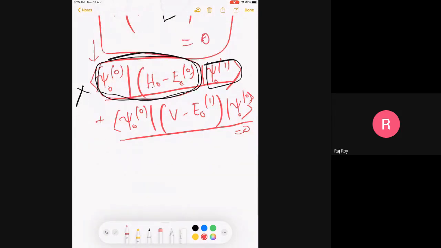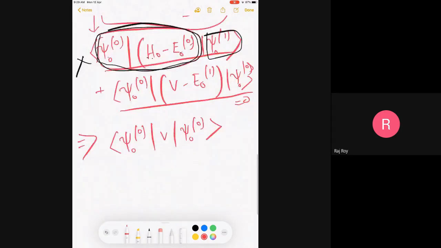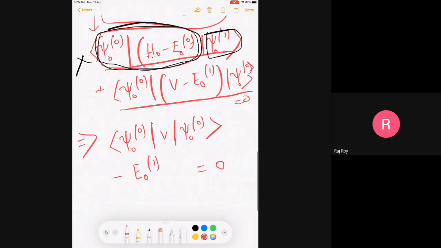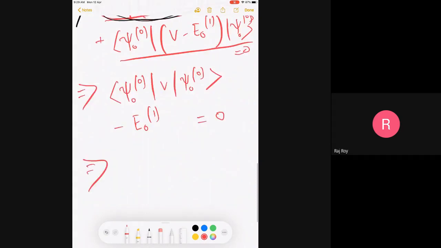So then I can write this equation as psi 0, 0, now I break it out, V psi 0, 0. This was an operator, but this is a number, E naught 1, so that can come out. And psi 0, 0 with psi 0, 0 is 1. Of course, that is not part of the intermediate normalization, that is part of the normal normalization. So that's equal to 0. And lo and behold, we have a very simple equation for the first order correction.